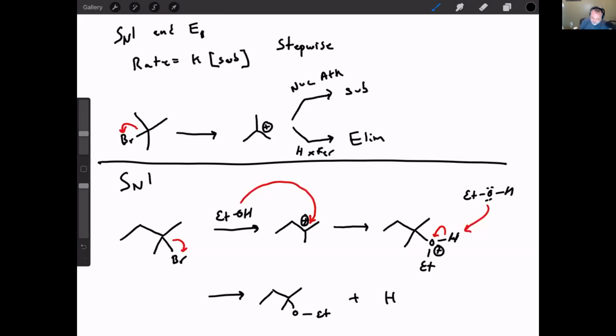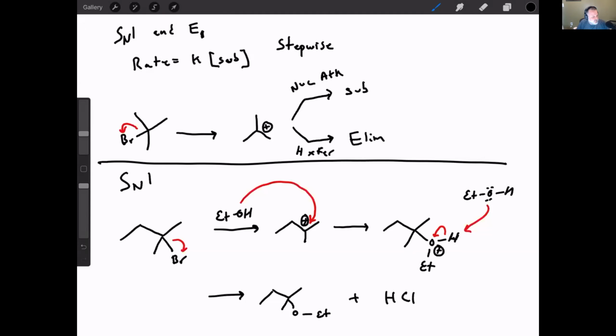Even though what I would normally show is that the other product is HCl. Okay. All right. Does anybody have any questions about that particular SN1 reaction?